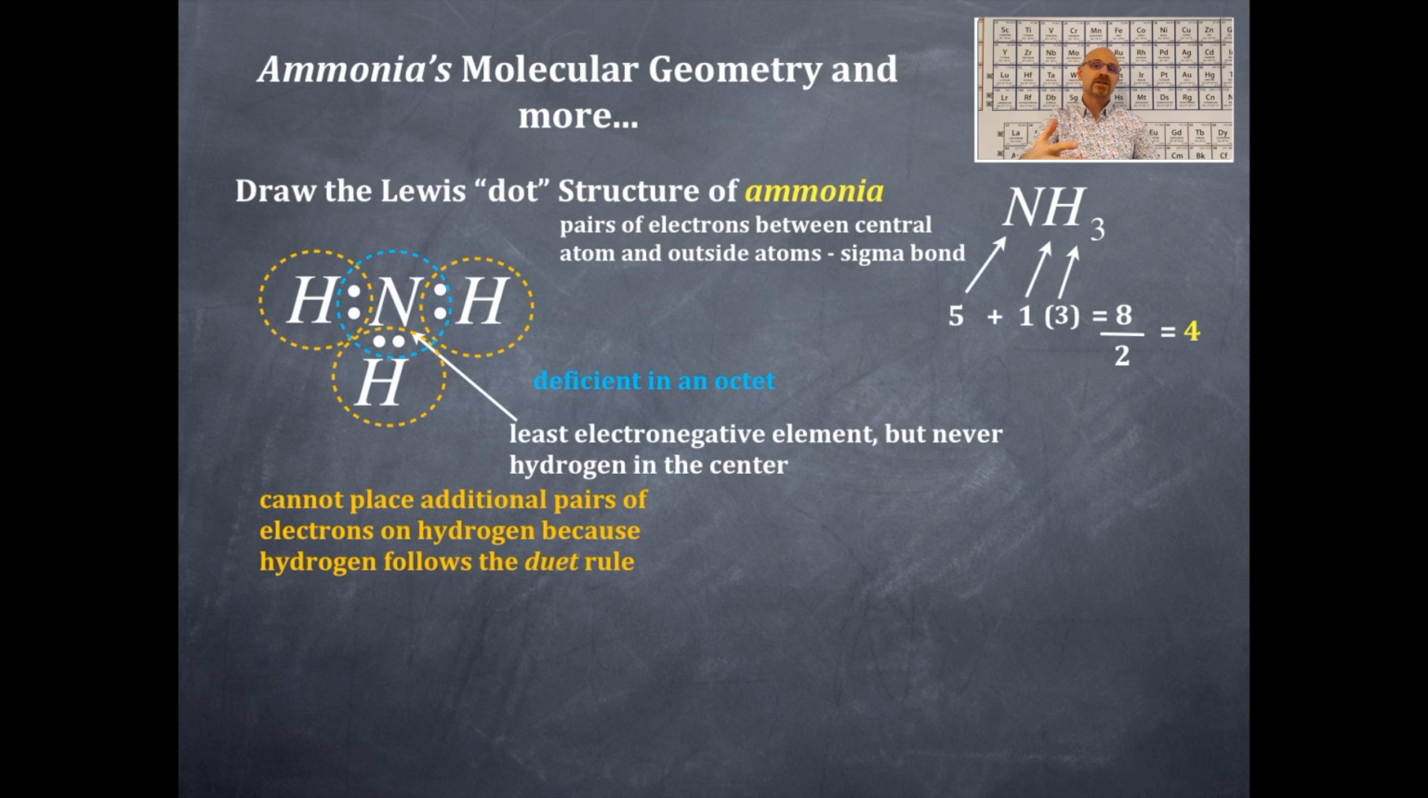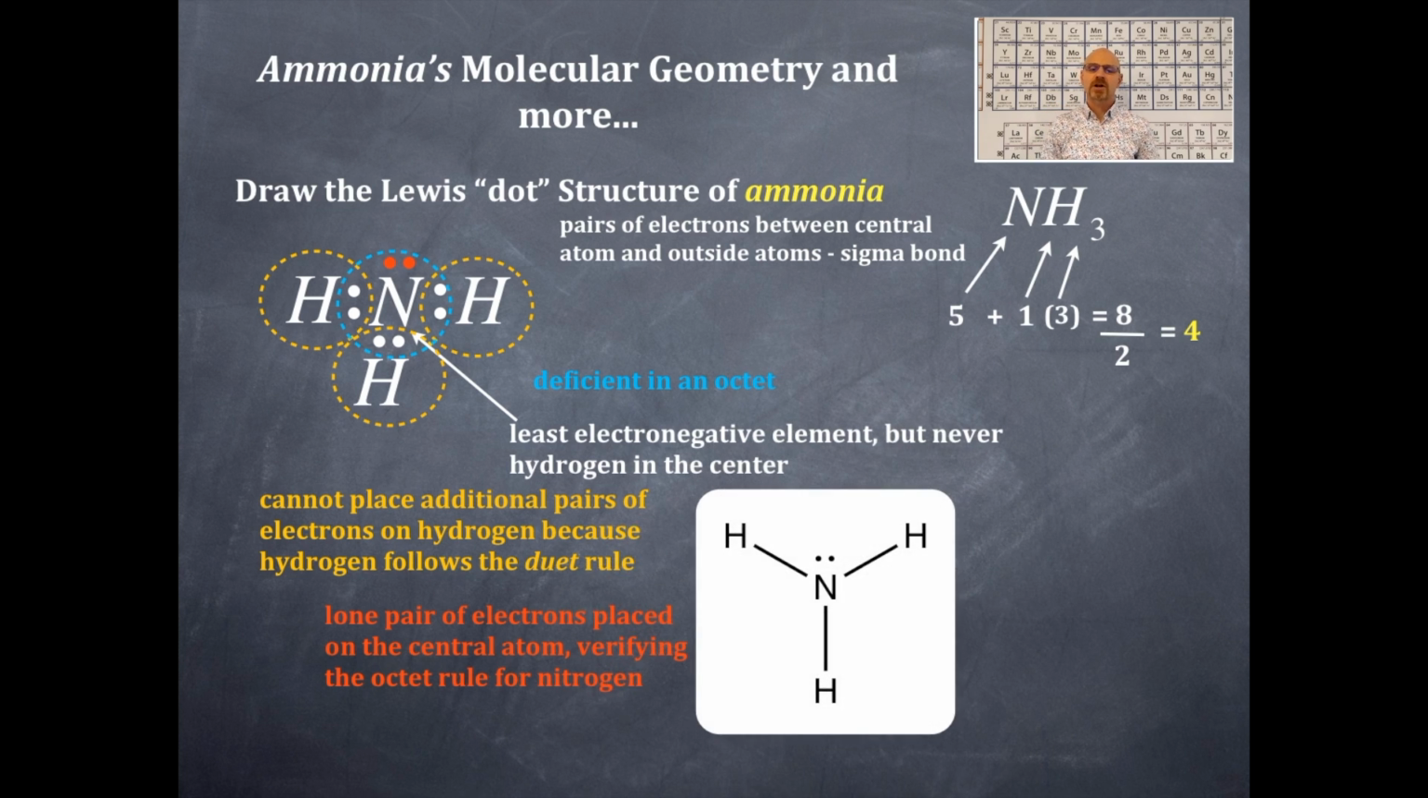That means it is currently electron deficient, but it is in period 2, and it must obey the octet rule. Okay, and therefore I'm going to put that extra pair of electrons right there on the nitrogen. This is a lone pair of electrons. And that verifies the octet rule for nitrogen and the duet rule for hydrogen. I'm going to tidy this up, make it look really nice and pretty. Bonding pairs of electrons are lines, and lone pairs, even on the central element or on the outside element, are still dots. So here is what our Lewis dot structure should look like for ammonia.